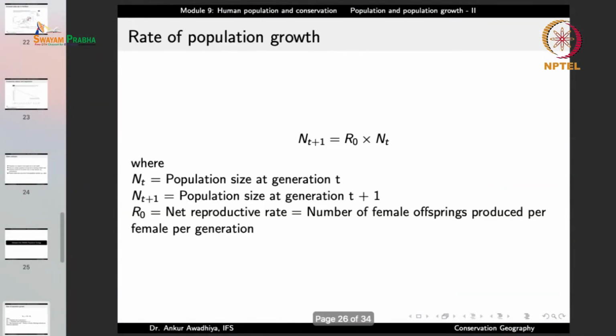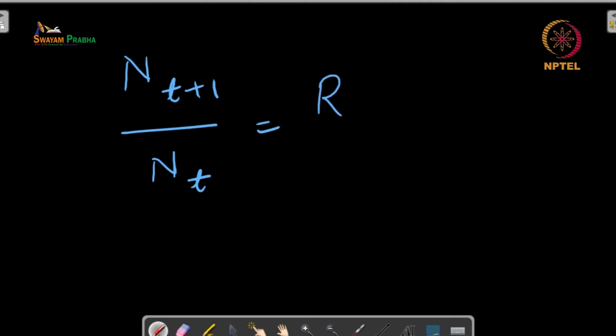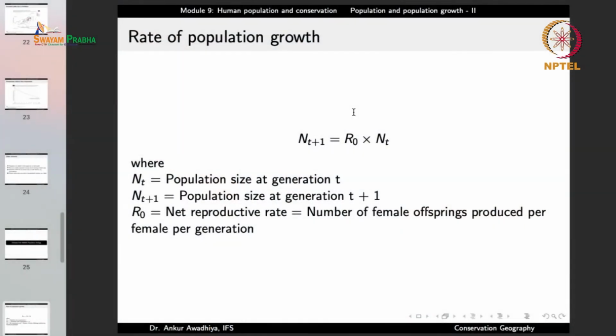So if you look at wildlife populations, then if you begin with Malthusian theory, so in the case of Malthusian theory, there is a geometric progression. That is, the population at time t plus 1 is equal to a constant multiplied by the population at time t. That is, we are saying that the population at time t plus 1 divided by the population at time t is a constant, which we are calling R0.